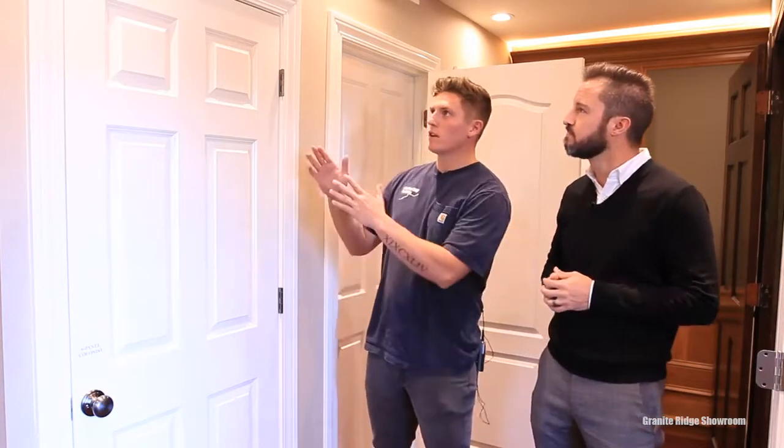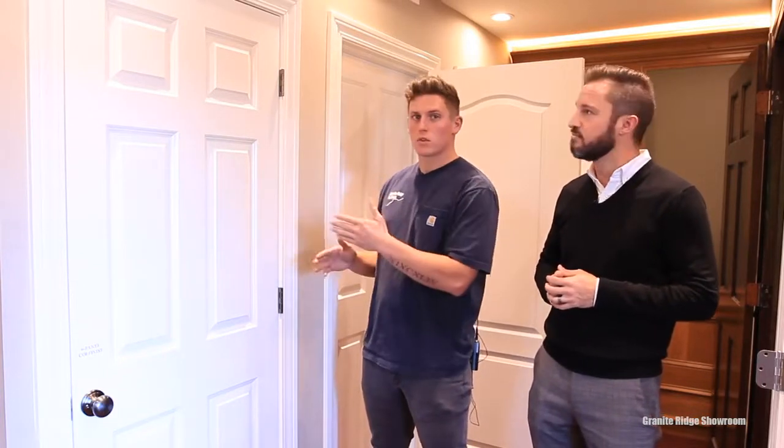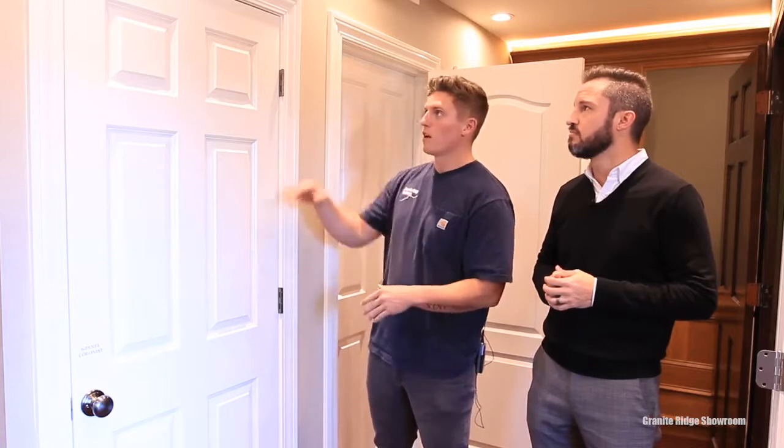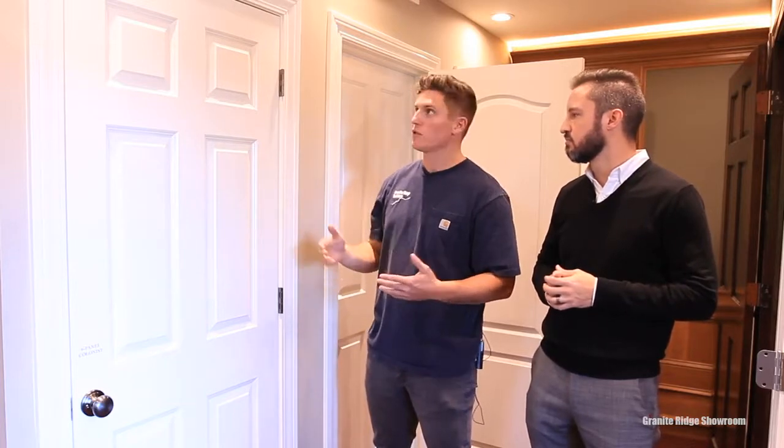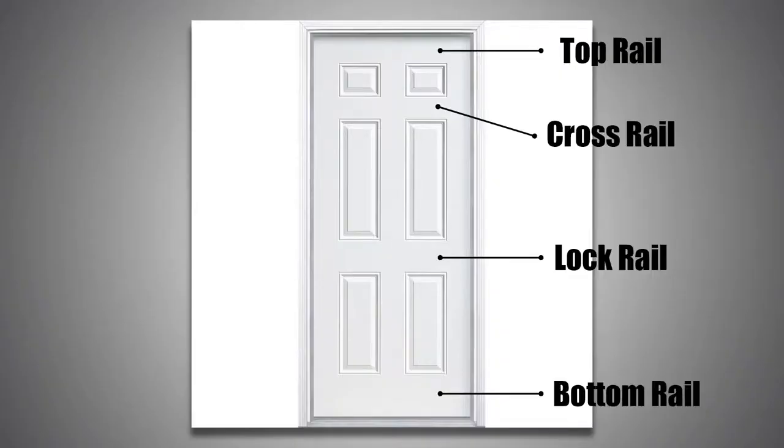Absolutely. So if you look at a door, like you said, there's so many different components that make up a door. You've got vertical components, horizontal components. What we're going to start off with talking about are the rails. So you have a variety of different rails that go into different styles of doors. You've got your top rail, you've got your cross rail, your lock rail, and then your bottom rail.